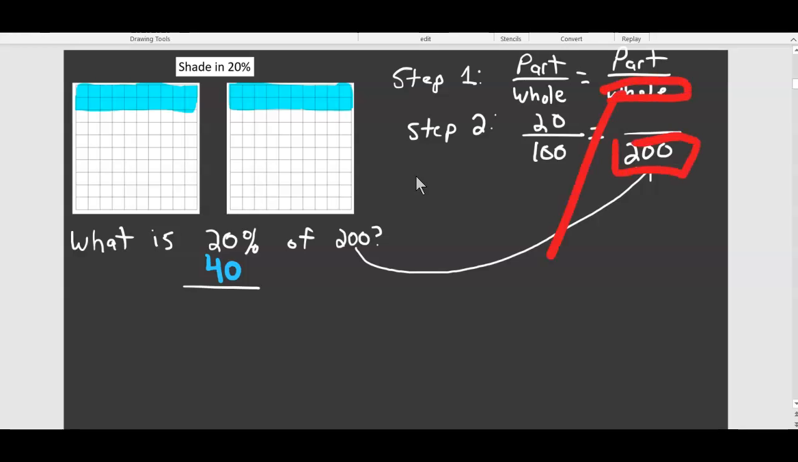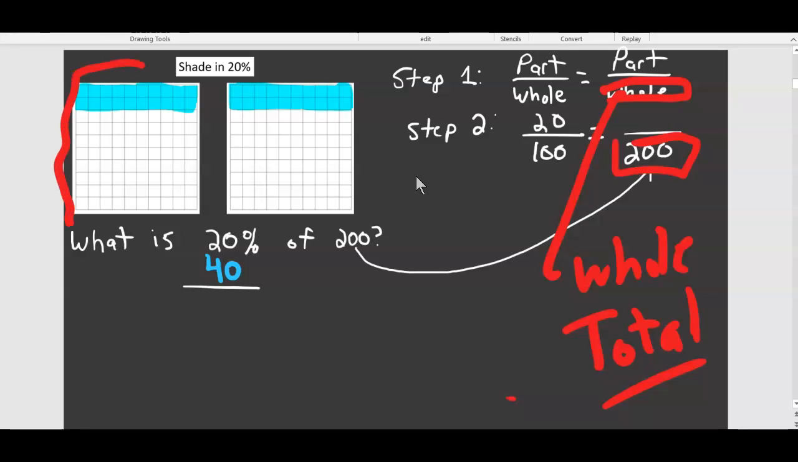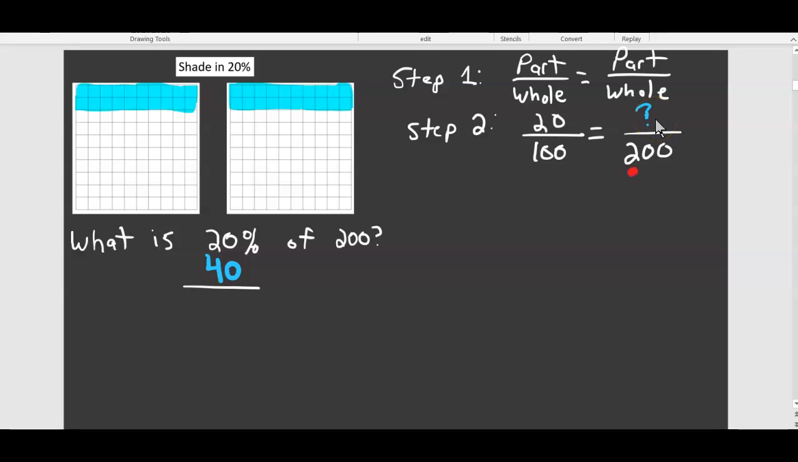You can also think of the whole as the total, especially when you're doing word problems. That's going to be probably more helpful. It's a lot of different word problems. So the whole thing, the whole enchilada here, is 200. That's why we put 200 on the bottom. So what we're trying to find out is the part. What part of 200 is it?